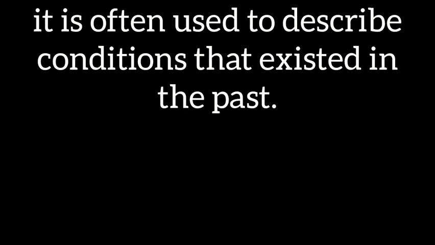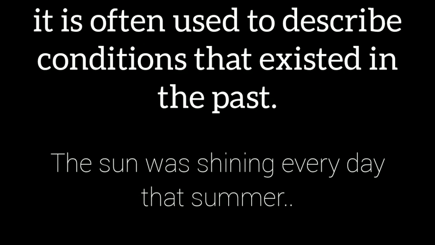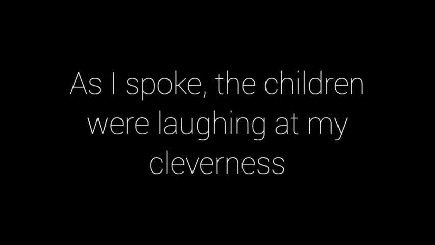For example, it is often used to describe conditions that existed in the past. For example, the sun was shining every day that summer. Here, this action happened in the past, but at that time it was a continuous process. Another example, as I spoke, the children were laughing at my cleverness. Again, the action happened in the past, but at that time it was a continuing process.